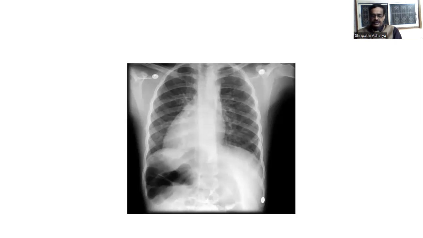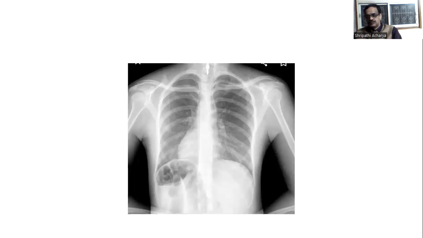Here you see another patient of dextrocardia with situs inversus. You can see the heart shadow on the right side and the cardiac apex on the right side. The stomach shadow with the air shadow is on the right side. The normal position is the left side. Here, with situs inversus, the liver is situated on the left side.